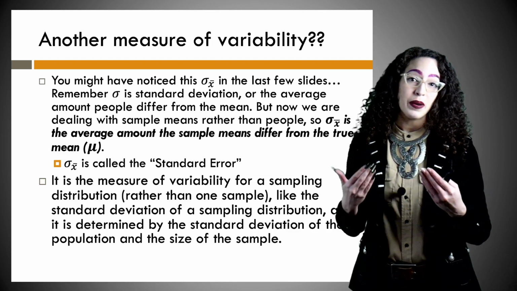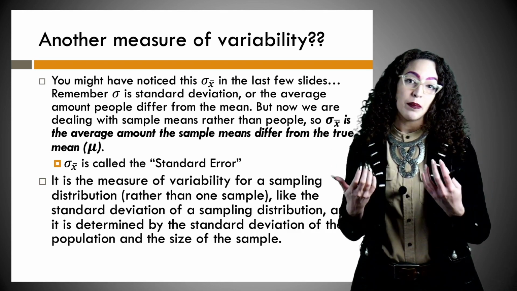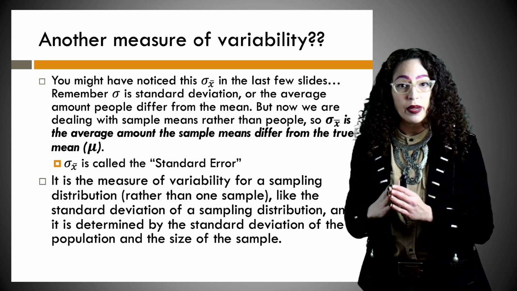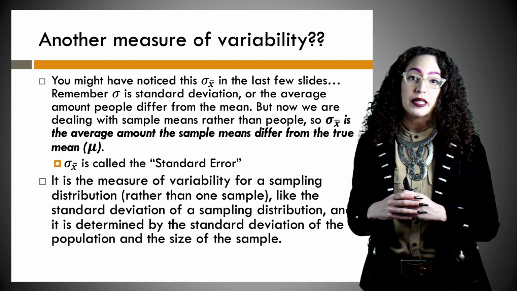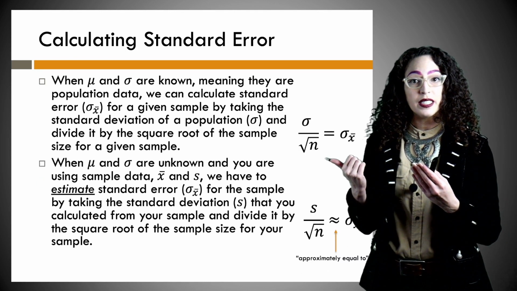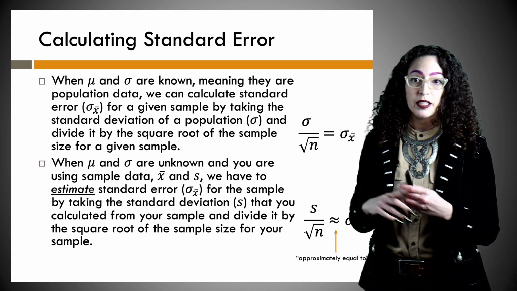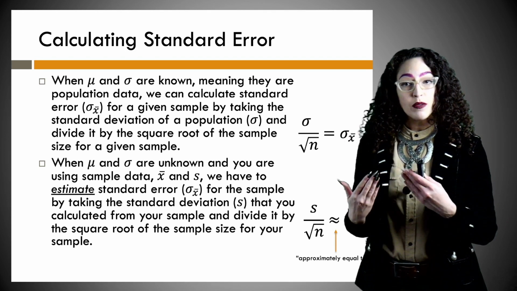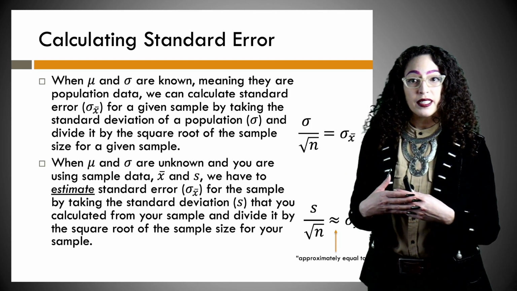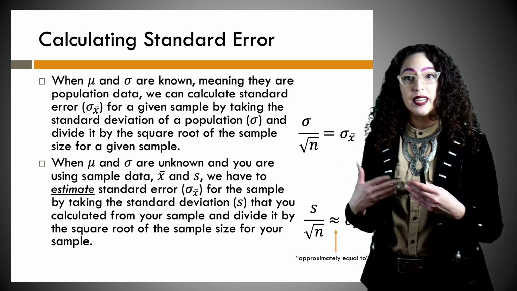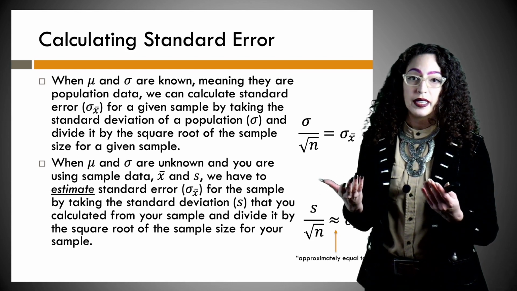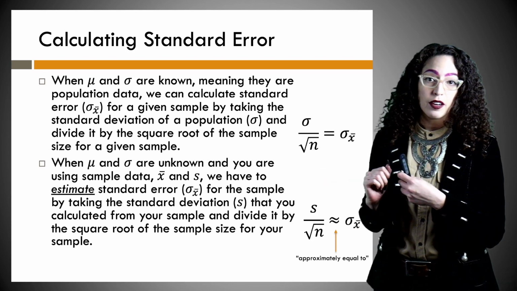Remember, we aren't going out and taking hundreds and hundreds of samples. We take one sample with hopefully like 100 people in it, and then we have to make this theoretical sampling distribution. So to calculate standard error, we did this in our z-test, where we take our sigma and divide by square root of n. When mu and sigma are known, meaning they are population data, we can calculate standard error for a given sample by taking the standard deviation of the population and dividing by the square root of the sample size. Again, this is just what we did for our first z-test.